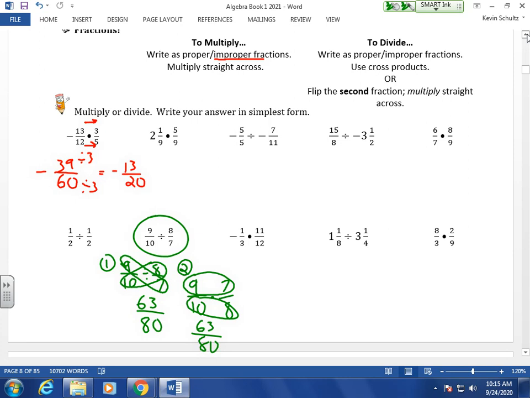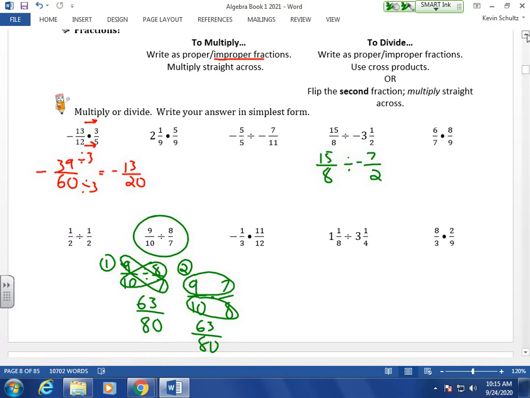I mentioned with mixed numbers, such as 1 and 5/8 divided by negative 3/2, I would convert to improper fractions first. And so now you can do your cross products, your flipping, or whatever you want to do for that. So mixed numbers converted to improper fractions first.